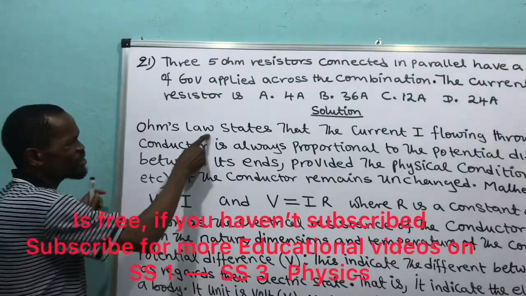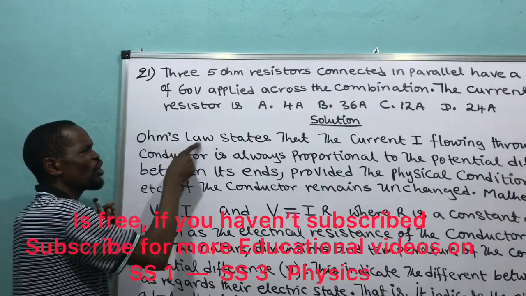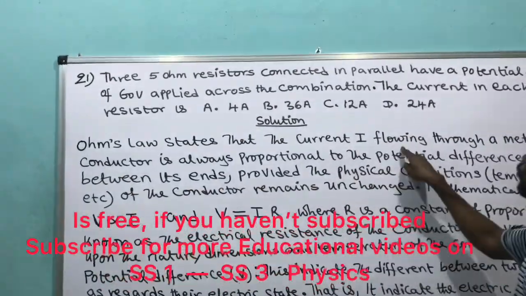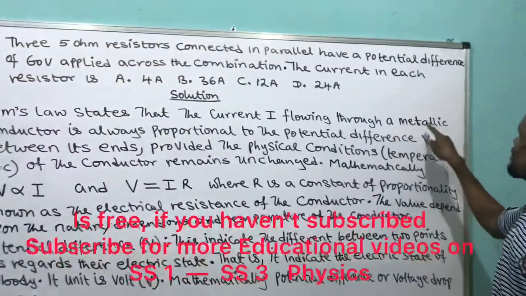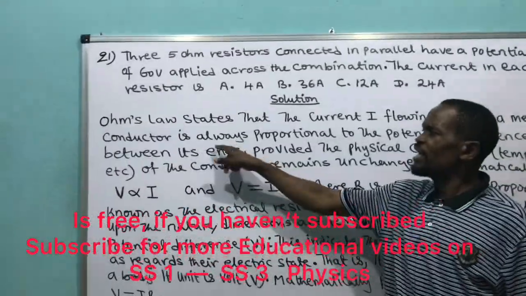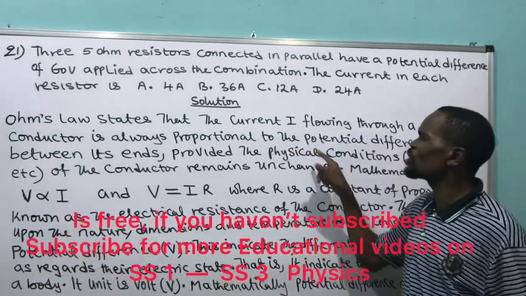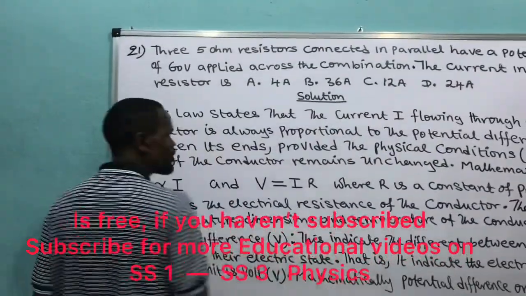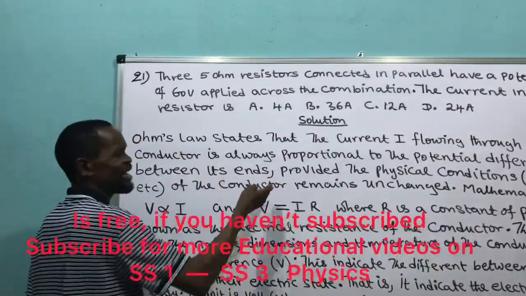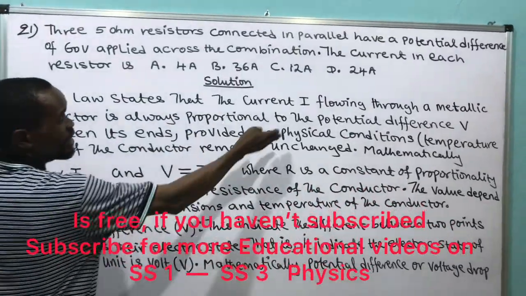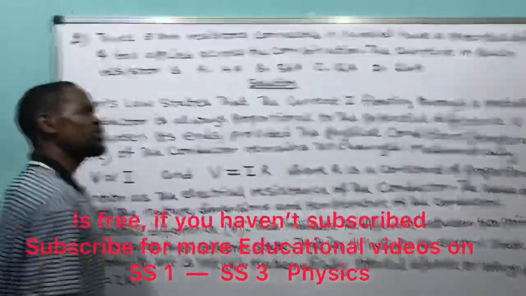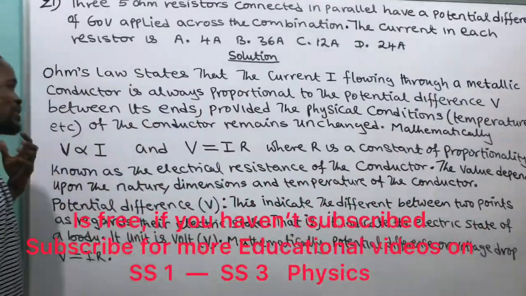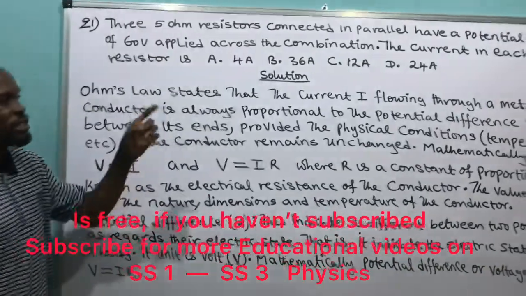Solution. Ohm's law states that the current I flowing through a metallic conductor is always proportional to the potential difference between its ends, provided the physical condition. What's the physical condition we are talking about? The temperature of the metallic wire is constant.